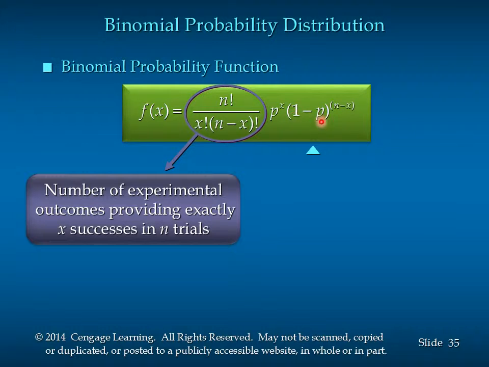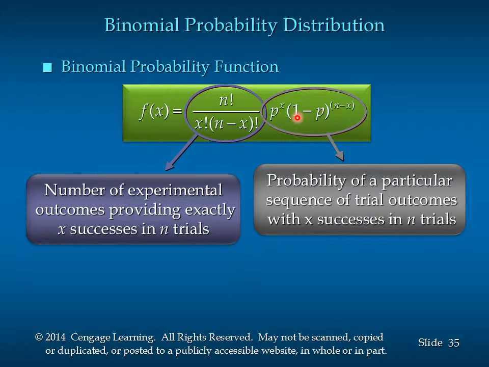We're going to add a second component here. We're going to multiply that number of possible outcomes times a probability associated with the binomial nature of the outcome. And that formula goes as follows.